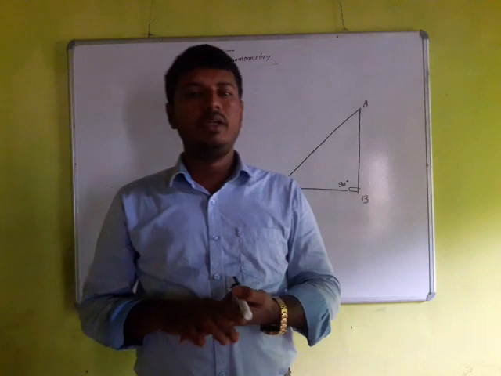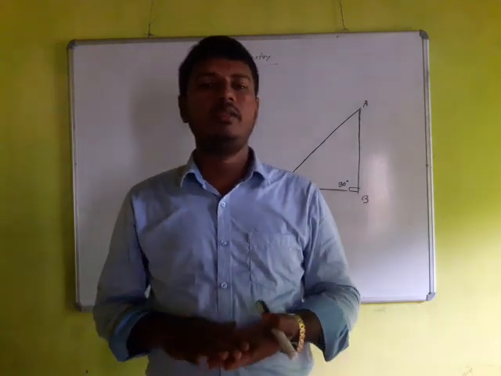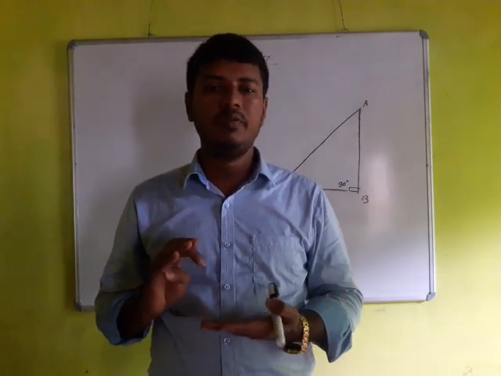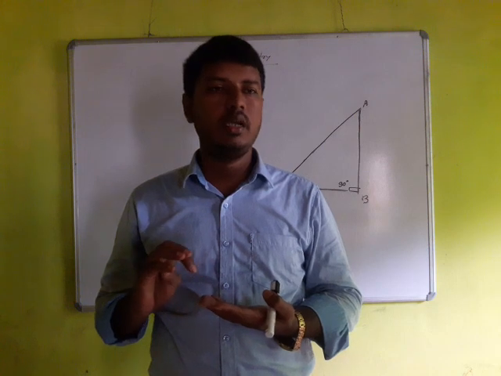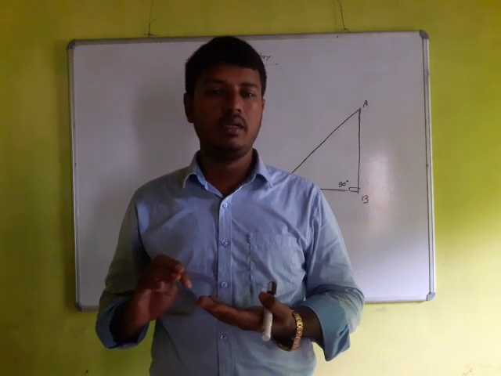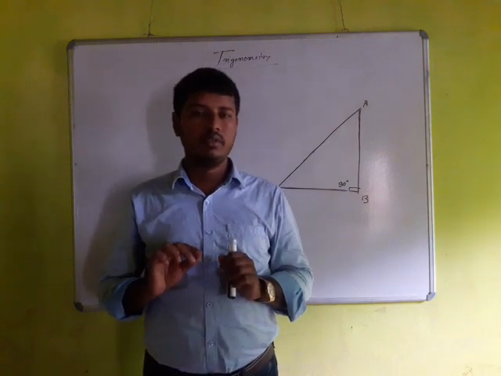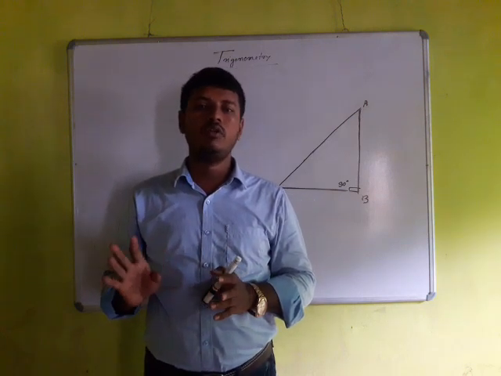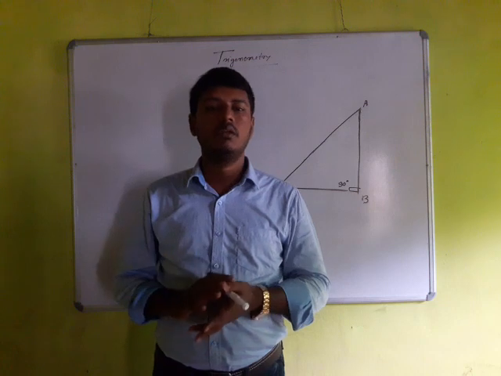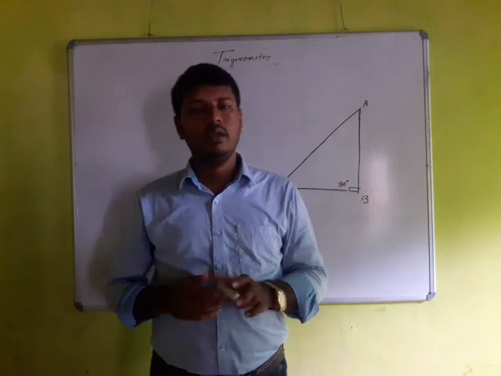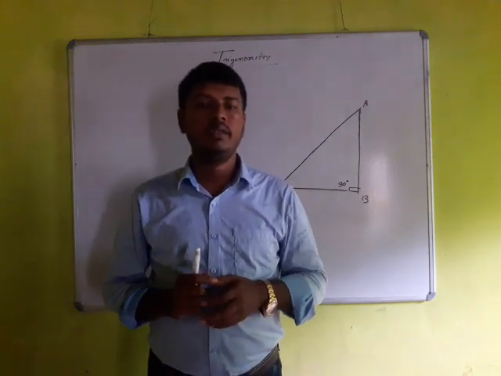So in trigonometry, students will get a table, that is the value of sin 0, sin 30, sin 45, sin 60, sin 90. Like the other trigonometric ratios, that is cos 0, cos 45, cos 30, cos 60, cos 90. The students can go through the table in their textbook.